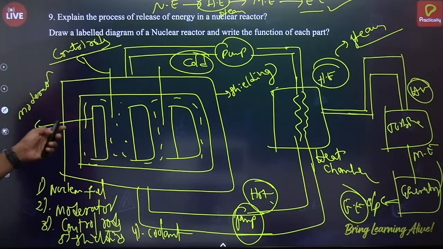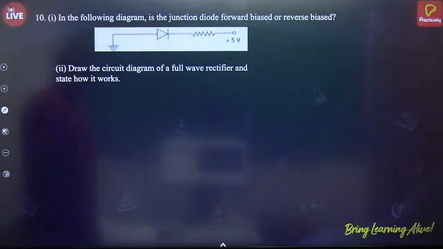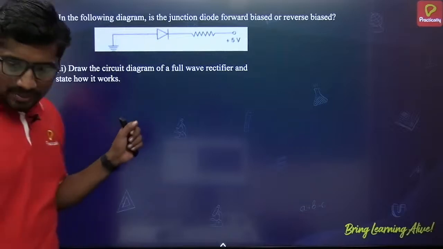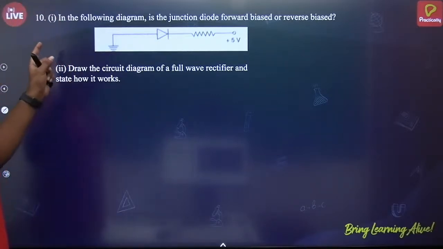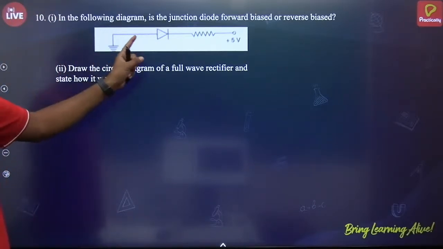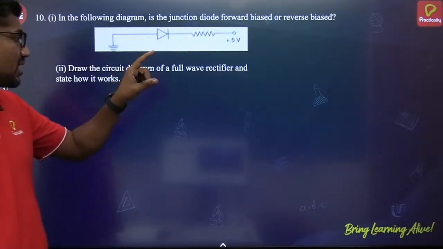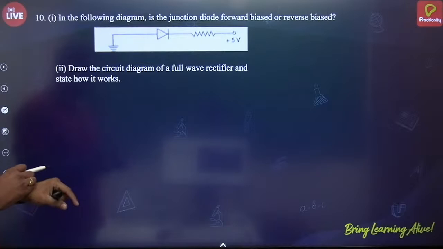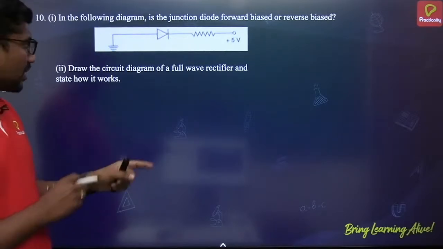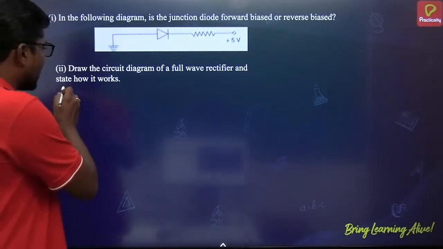Right then, next question. I think the diagram is not visible properly. In the following diagram, is the junction diode forward biased or reverse biased? Also, draw the circuit diagram of a full wave rectifier and state how it works.